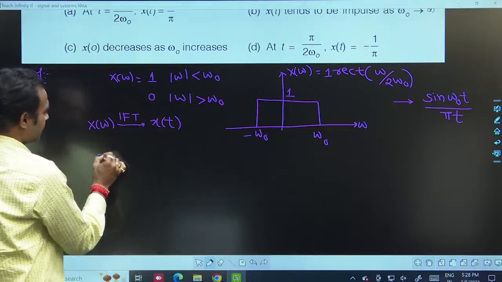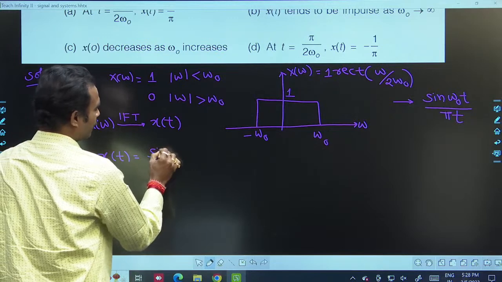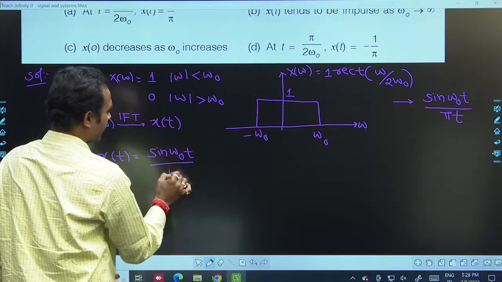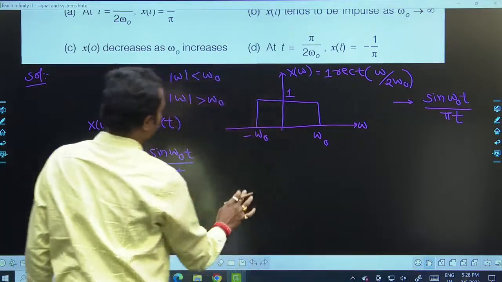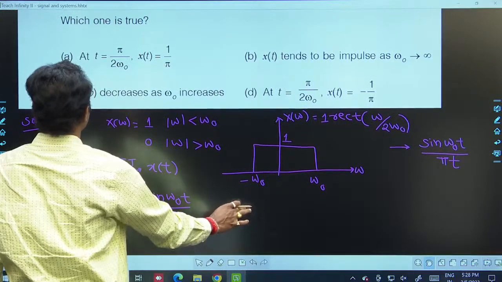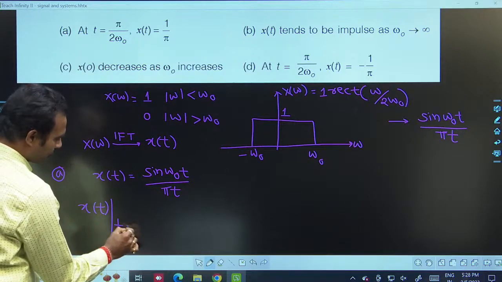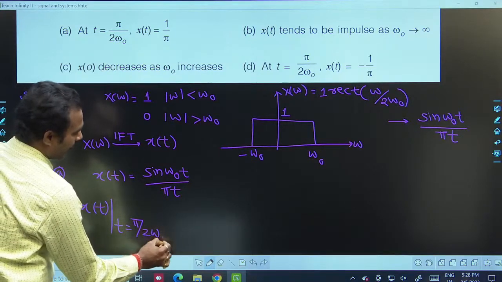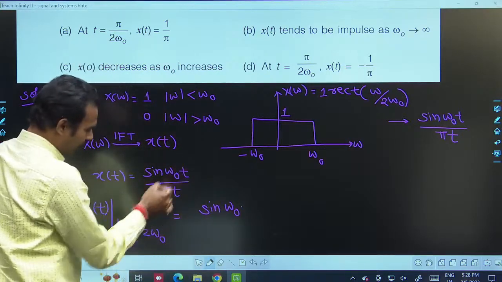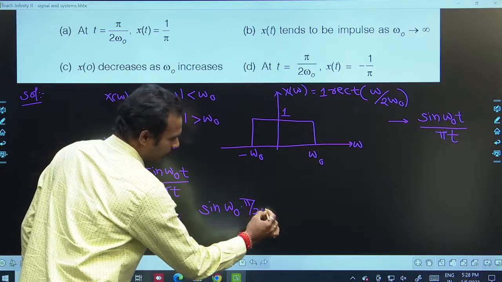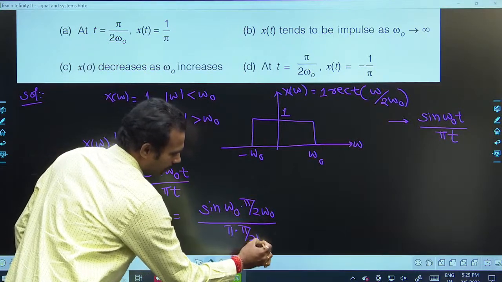then we can get like this: x of t, I am taking for option A, x of t is equal to sin omega naught t divided by pi t. Then x of t at t equal to pi by 2 omega naught. So substitute the value: sin of omega naught, in place of t we are replacing with pi by 2 omega naught, whole divided by pi into pi by 2 omega naught.